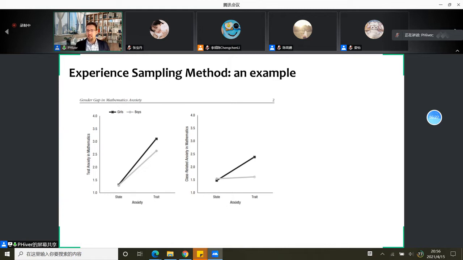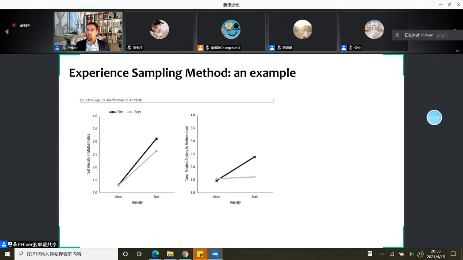And here's the interesting thing they found. They found that in test settings and classroom-related settings, the real-time, in the moment, anxiety that students felt didn't differ between the genders. It was only at the trait level, where anxiety seems to be influenced by others' beliefs and our own internalization of those beliefs, that girls reported much higher anxiety than boys.